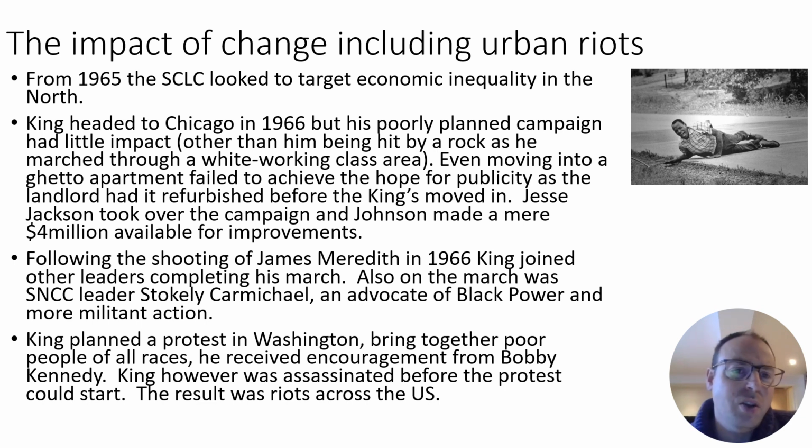So from '65, the SCLC looked to target economic inequality in the North and across the United States. King headed to Chicago in '66, but it was a fairly poorly planned campaign, had little impact. I mean, there was some rather unpleasant impacts on King himself. He got hit by a rock as he marched through part of a white working class area. But I mean, there were bits that fell apart.